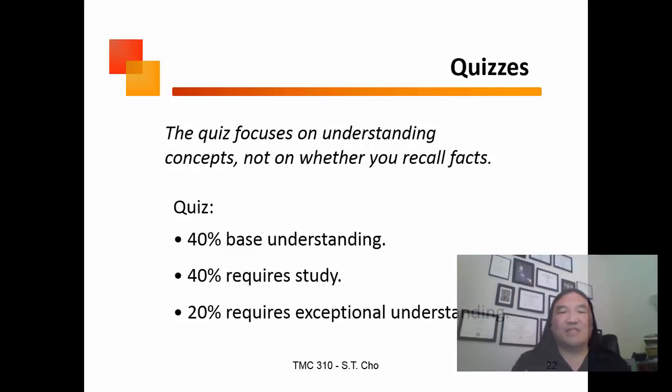In terms of quizzes, last time I tried to do this in a course this short, I got crucified. It's because class average was like 36. I mean, people just weren't picking up on the conceptual nature. But when I design a quiz, what I like to do is make it 40% base understanding, meaning if you understand anything at all in this class, you'll get 40%. 40% is for people who study, and the last 20% is for people who really know their stuff.